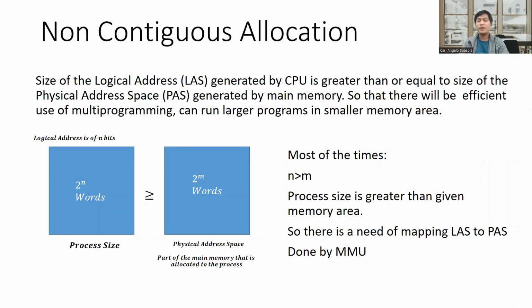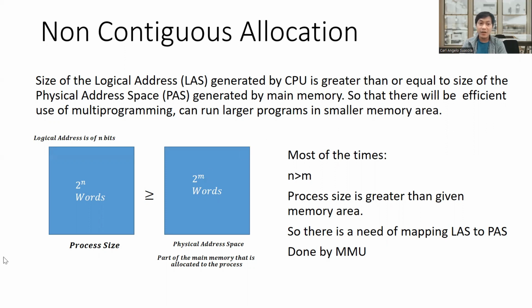Hello class, welcome to another topic of memory management, chapter 4, which is non-contiguous allocation. It says that in non-contiguous allocation, the size of the logical address space generated by the CPU is greater than or equal to the size of the physical address space generated by the main memory. So there will be an efficient use of multiprogramming, since this is particular to operating systems, and we can also run larger programs in a small memory area.